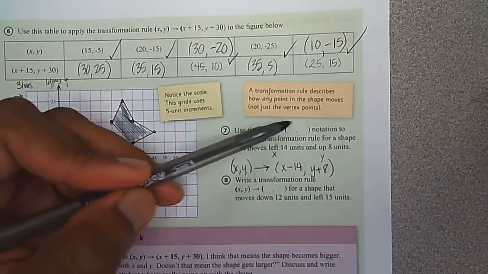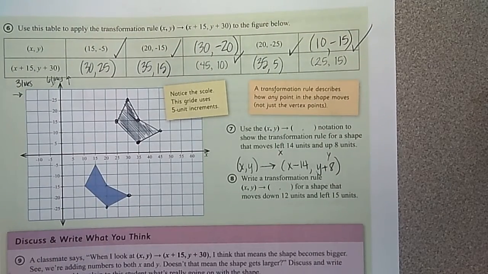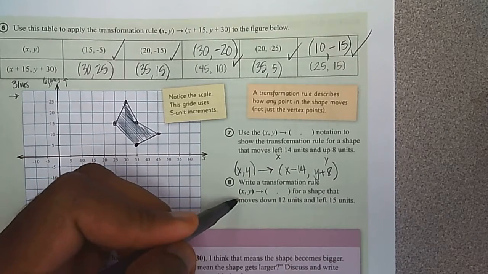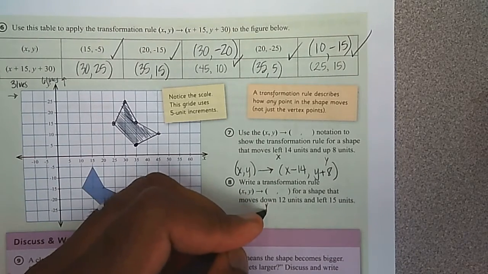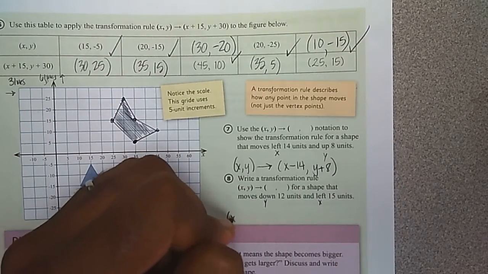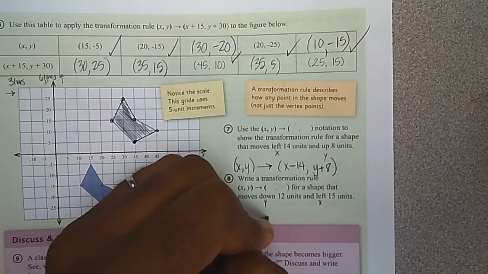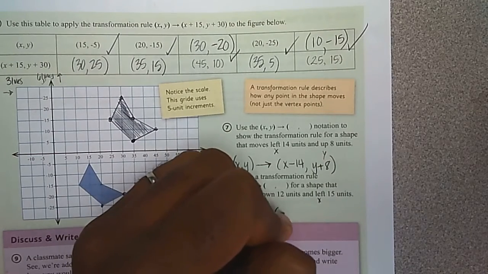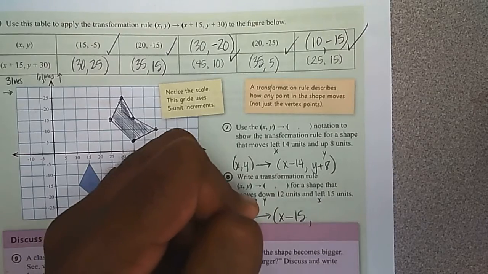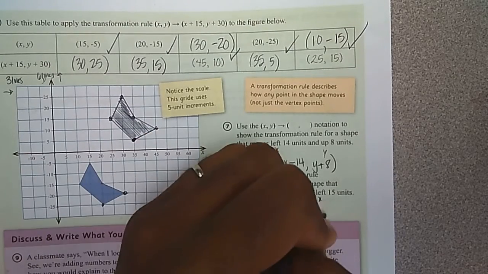Please don't write in this small space. It's just difficult to read. So write a transformation for a shape that moves down, that's my Y, and left, that's my X. So for the original pair, it's going to move my X to the left, that's less, and Y is down.